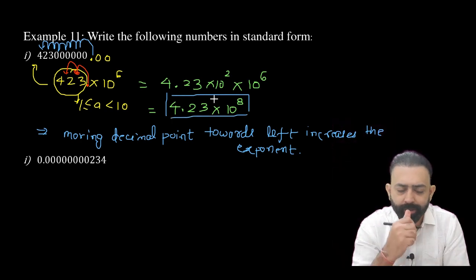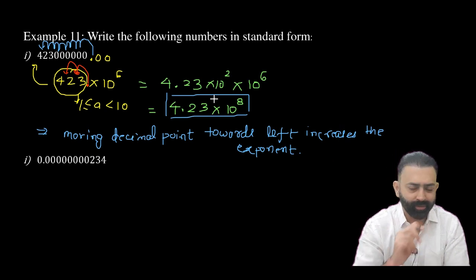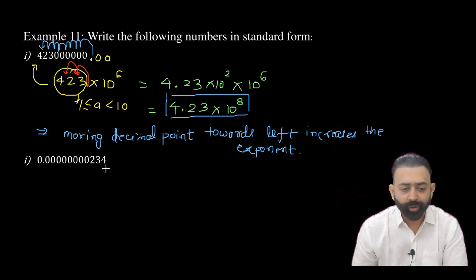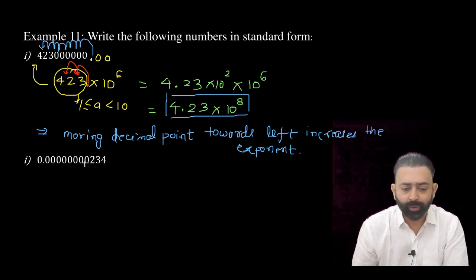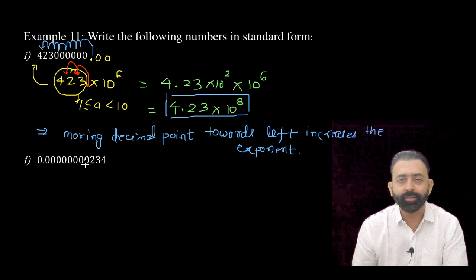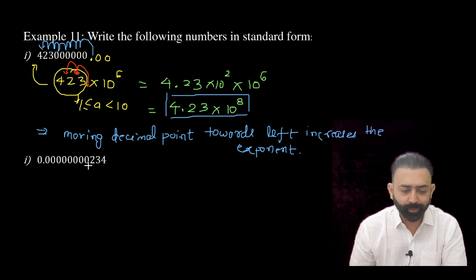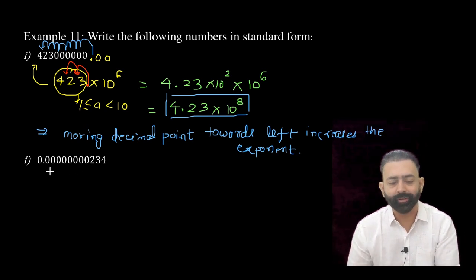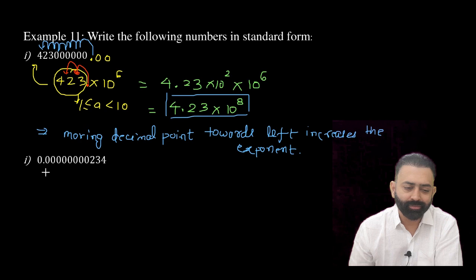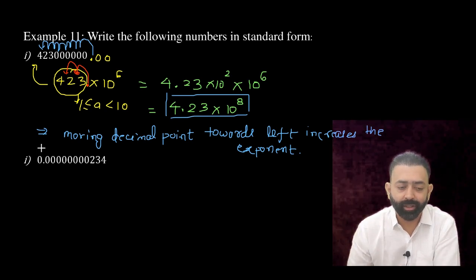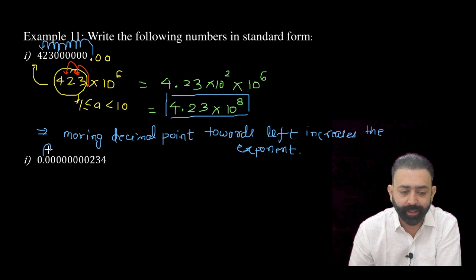Let us do second question, which is a smaller number, right? So now here we have a decimal point towards left of some non-zero digits, and how many zeros we have here? 1, 2, 3, 4, 5, 6, 7 and 8 zeros we have after the decimal point, before the non-zero digit. So this time, since we cannot write this as 0 multiplied by something, obviously, we need to shift this decimal point this time towards right.